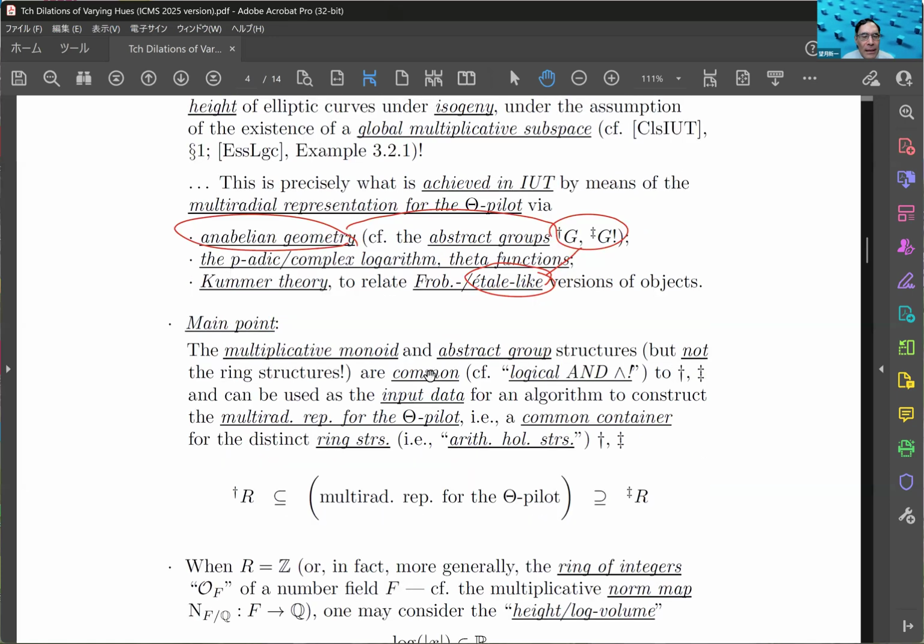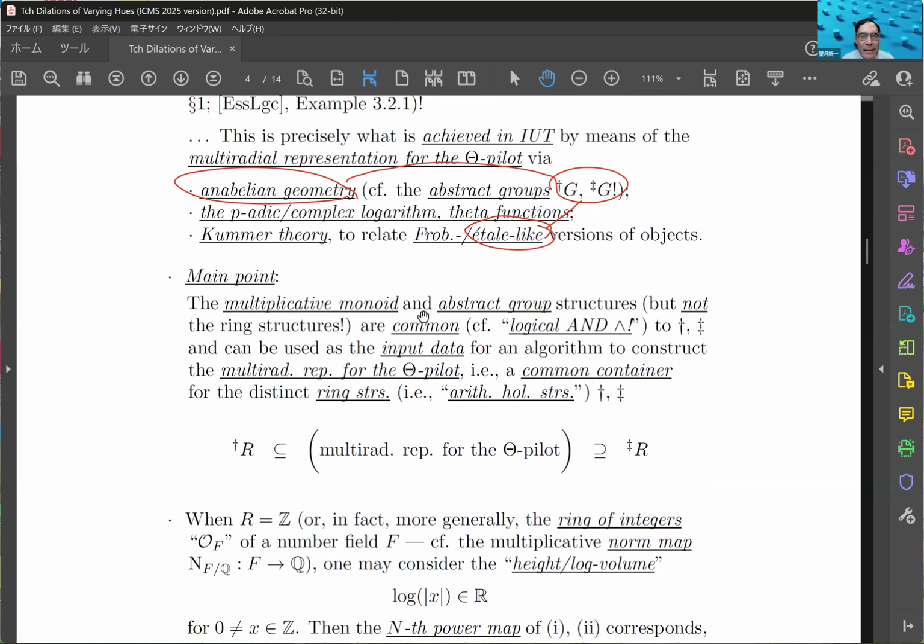So the main point is that, again, the multiplicative monoid and abstract group structures, but not the ring structures, are common. So this is the logical AND operator applied to both sides, and can be used as input data for an algorithm to reconstruct the multi-radial representation for the theta pilot, which is a common container for certain portions of the ring structures, of these distinct ring structures, which I refer to as arithmetic holomorphic structures.